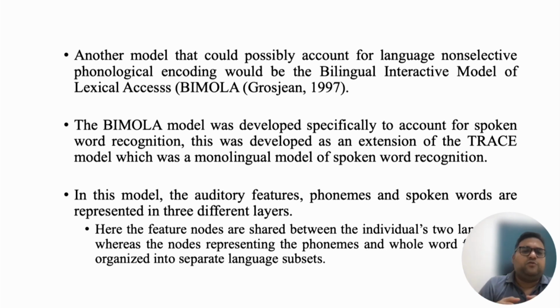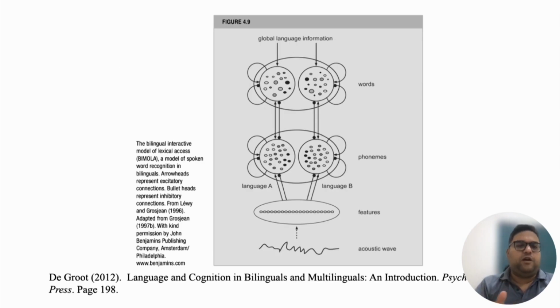Here, the feature nodes are shared between the individual's two languages, whereas the nodes representing the phonemes and whole word forms are organized into different language subsets. You can have a look at the representation of the BIMOLA model here. You can see that while the features are common across the two languages, the phonemes from language A and language B are separately organized. So are the words from language A and language B.